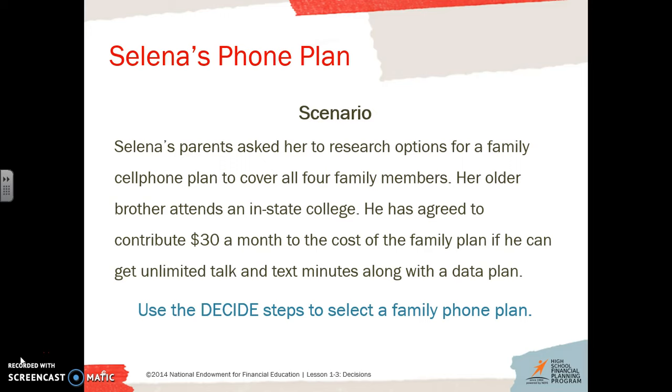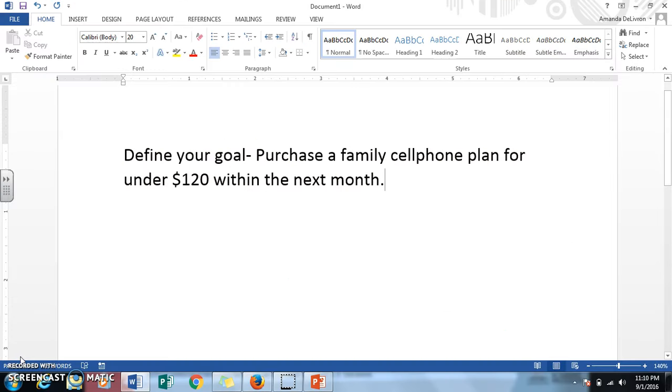All right, so hopefully you've created a goal. The goal that I created says this. It says purchase a family cell phone plan for under $120 within the next month. So this is a specific goal. It says what we want to do. We want to purchase a cell phone plan. It's measurable. We're saying for under $120.